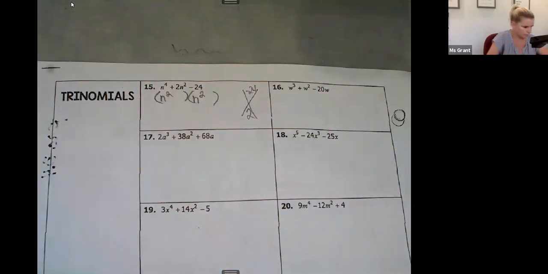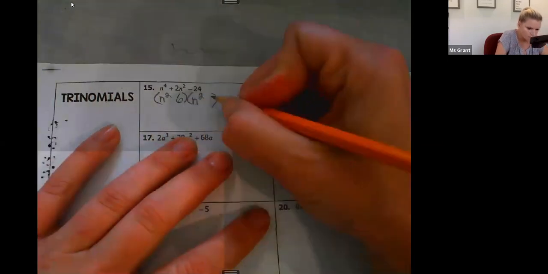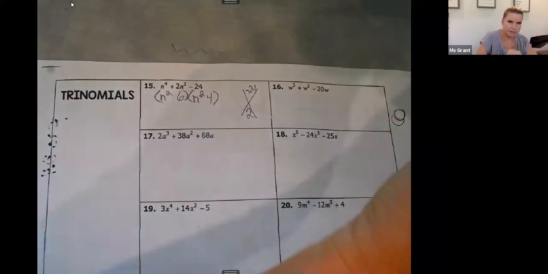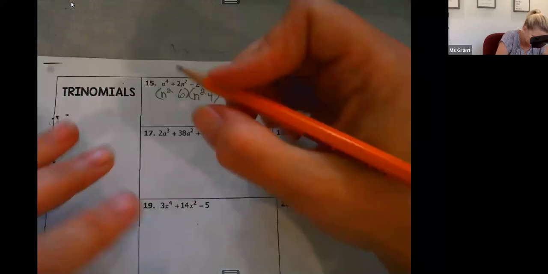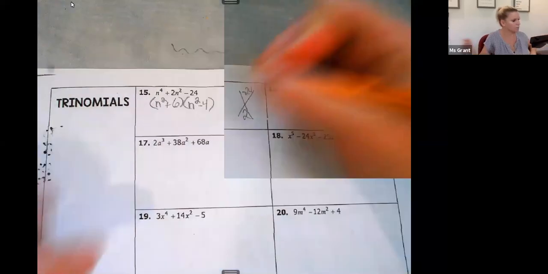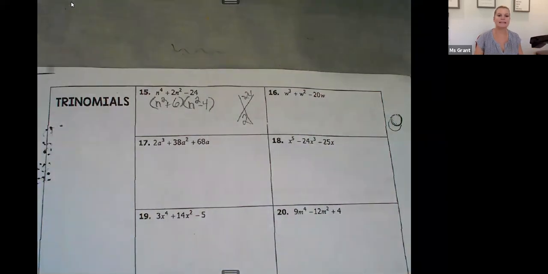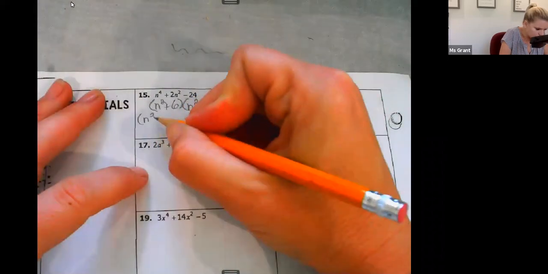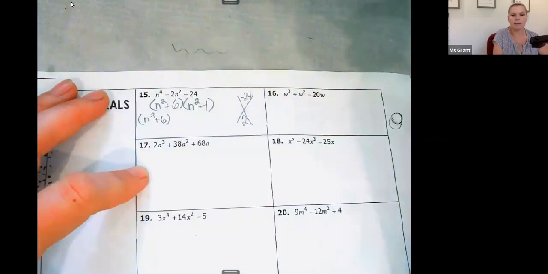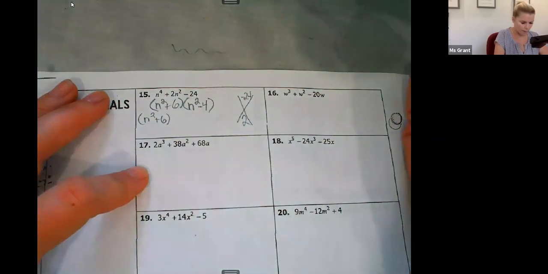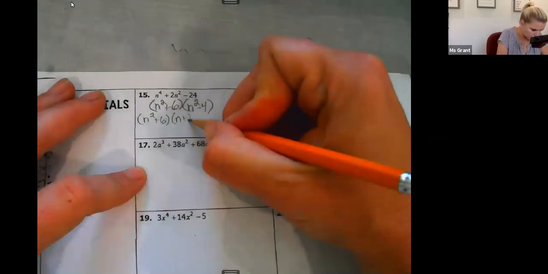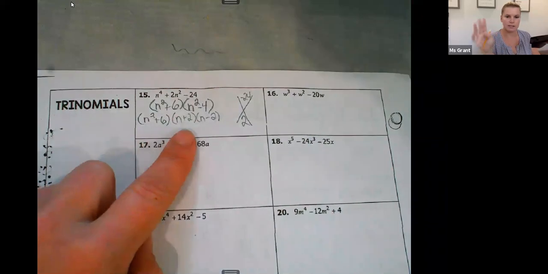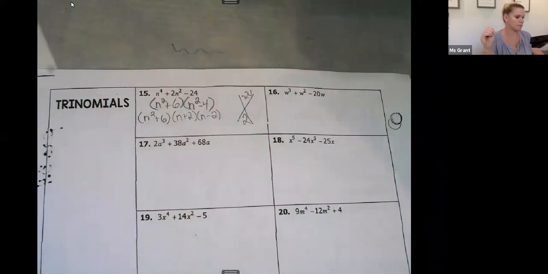6 times 4, right? 6 and 4. But I want a positive 2 when I add them. So that would be a plus 6 minus 4. Oh, n squared minus 4. That's a difference of 2 squares. So here's my final: n squared plus 6 again. And now I'm going to factor the n squared minus 4: n plus 2 and n minus 2. So I have 3 factors: n squared plus 6, n plus 2, n minus 2.